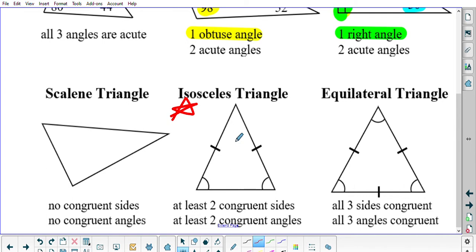So, what is an isosceles triangle? It is a triangle that has at least two congruent sides and also at least two congruent angles. Both of those things will be true. So if you see two congruent angles, then you can conclude that the two sides that share those two angles would also be congruent to each other. Or you could do it the other way. If you have two sides that are congruent, then the two angles that are coming off of those two sides would also be congruent to each other. An equilateral triangle, all three sides are congruent, all three angles are congruent.